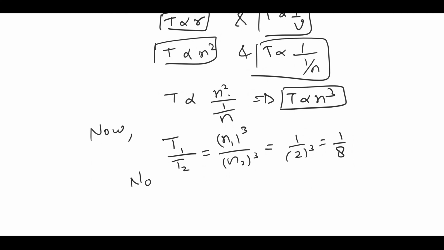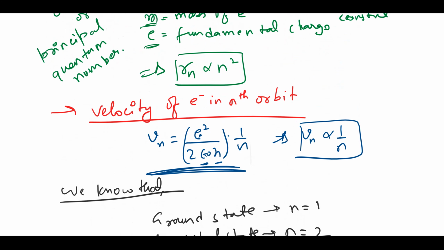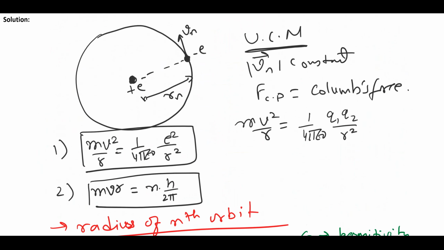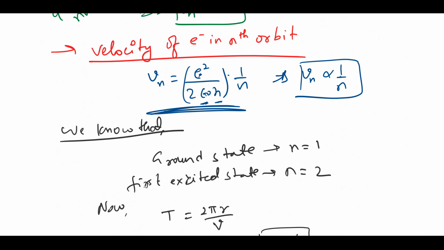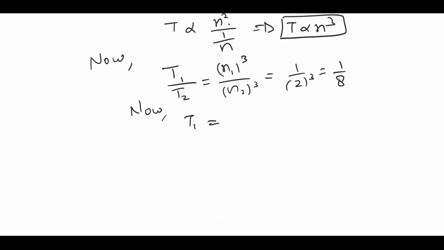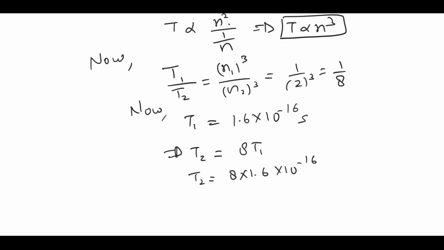Now, T1 is given to us. This is the time period of the electron in the ground state, which is 1.6 into 10 to the power minus 16 seconds. So from here T2 would be 8 times T1. So T2 is 8 into 1.6 into 10 to the power minus 16.